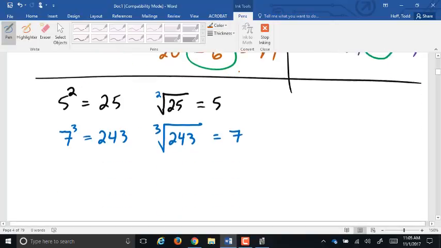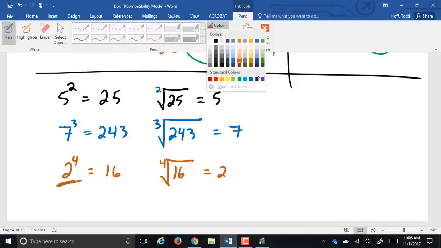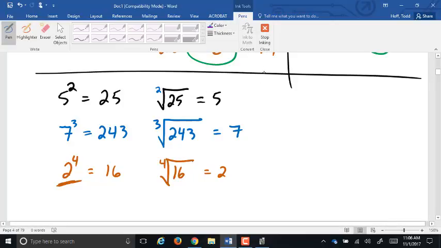You know, we might have 2 to the power of 4. Well, 2 to the power of 4 is 16. What do I do to the 16 to turn it back into a 2? It's actually going to be a 4th root, right? Because this is a power of 4. So the power of 4 is undone by a 4th root.